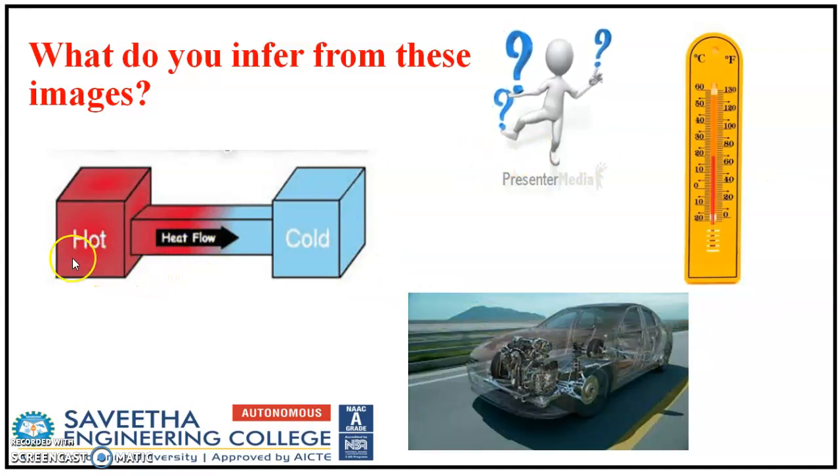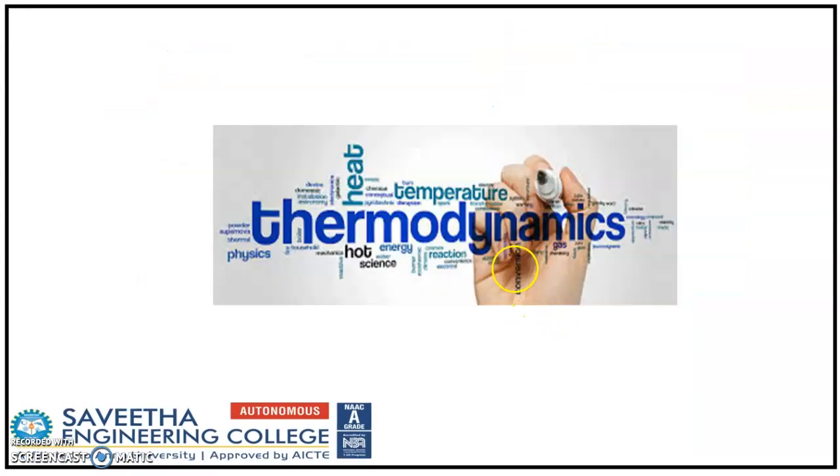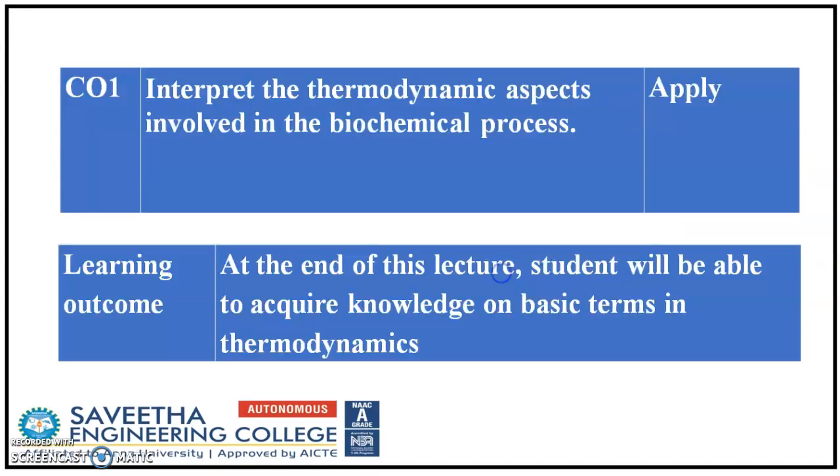The first image shows heat flowing from a hot body to a cold body. And here I have given one thermometer, and here it is a car engine. What do all these images infer? What do you think about this unit? Yes, it is thermodynamics. This unit speaks about heat, temperature, etc.